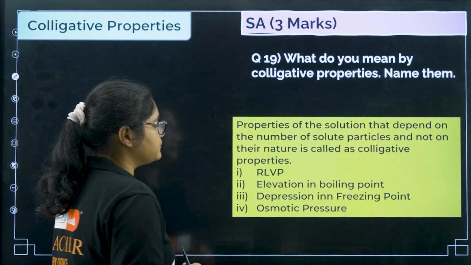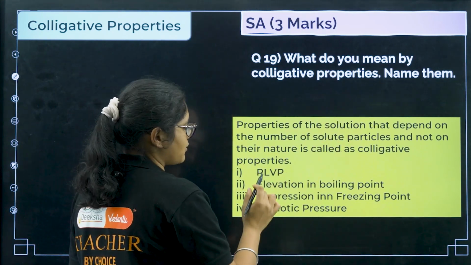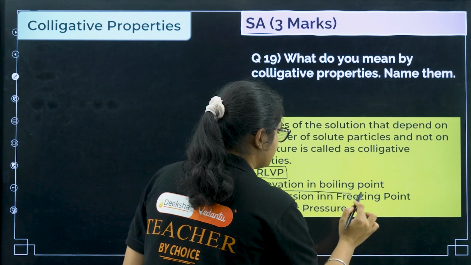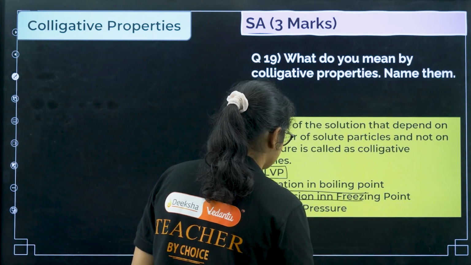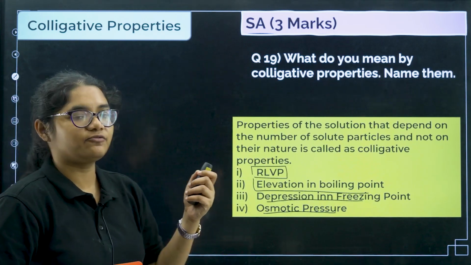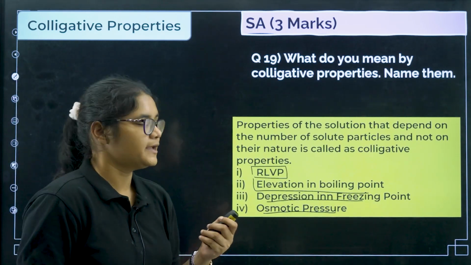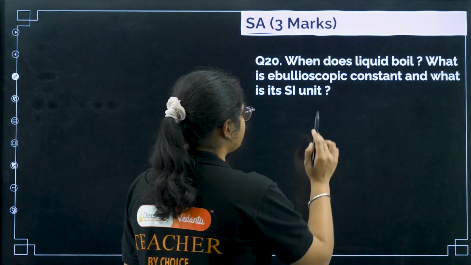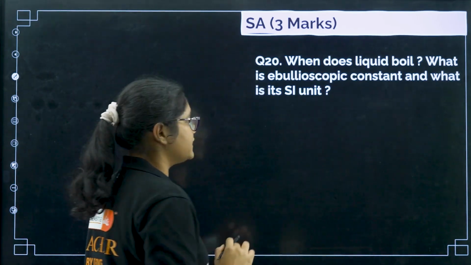Next is, what are the colligative properties? We have relative lowering of vapor pressure, elevation in boiling point, depression in freezing point, and osmotic pressure. Okay, these are the 4 colligative properties that you should know. Okay, next is, when does liquid boil, what is ebullioscopic constant, and what is its SI unit.